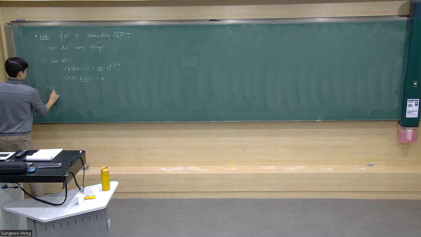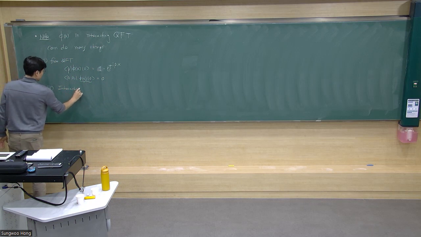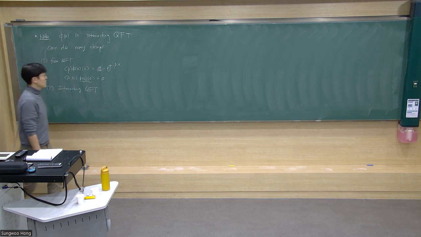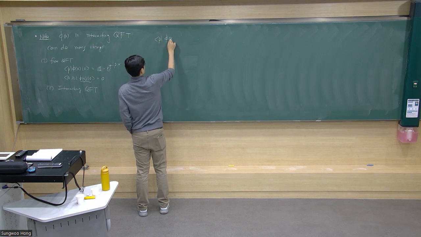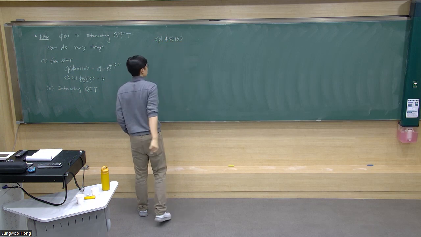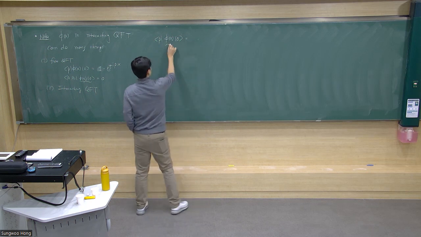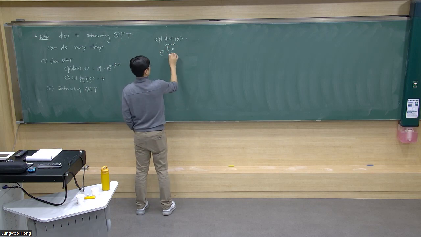On the other hand, if we talk about an interacting QFT, now it does many things. So first of all, now let's look at this object. First of all, I can always write this, by translation invariance, as this is an operator.